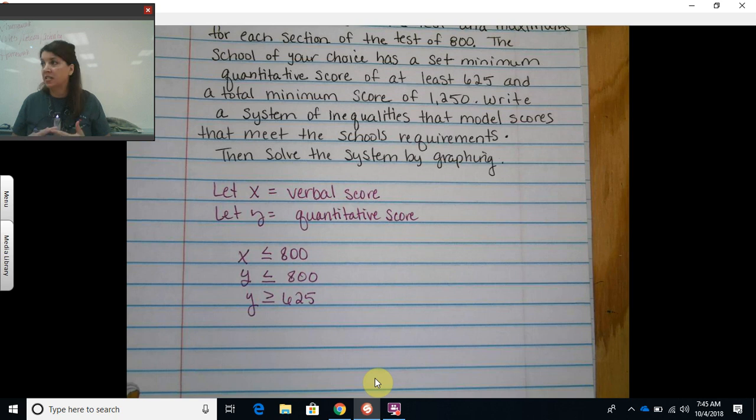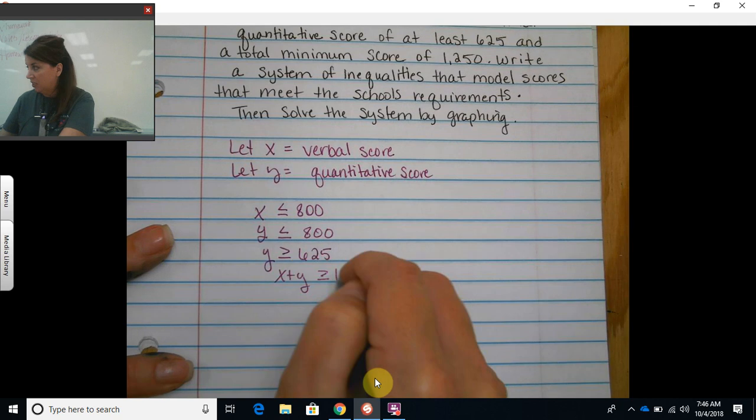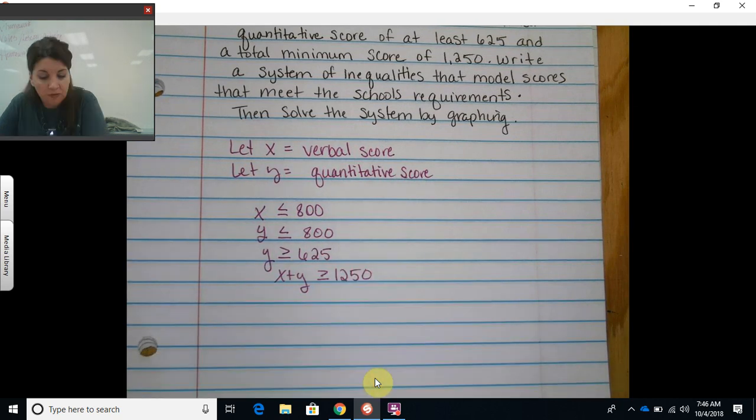So for both tests combined, you have to get at least 1,250. Anybody have any idea how we'd write that? What's that? Very good. x plus y is greater than or equal to 1,250. So the verbal reasoning section plus the quantitative reasoning section has to be greater than or equal to 1,250. So we're going to put all of these inequalities on a graph and see what our possible scores are that will satisfy all of these different terms that this school has. Okay? Yes, ma'am.